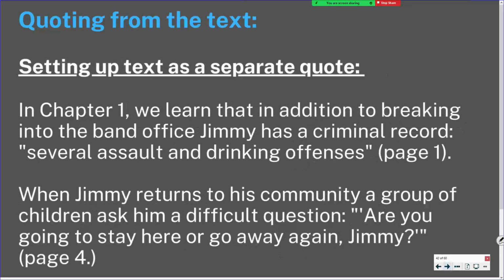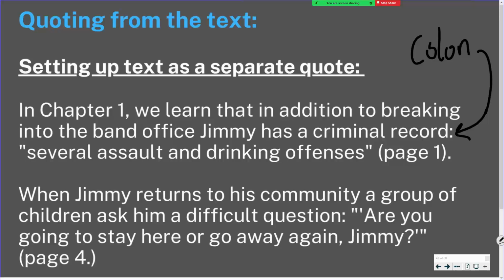Another way to do that is to set the text up as a separate quote, so not as part of my complete sentence. So in chapter 1, we learn that in addition to breaking into the band office, Jimmy has a criminal record. And there we go. There's our colon, right? I've hopefully used the colon correctly right here, as I've taught my students how to use it, right? So I'm setting up a quote, and my quote is several assault and drinking offenses from page 1.